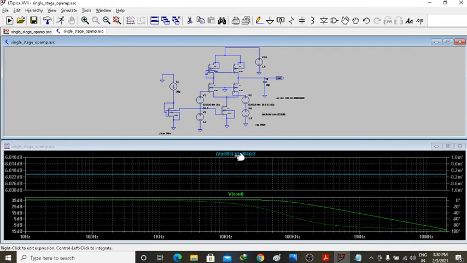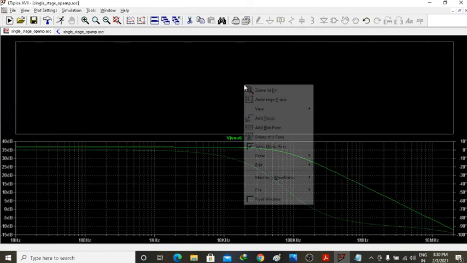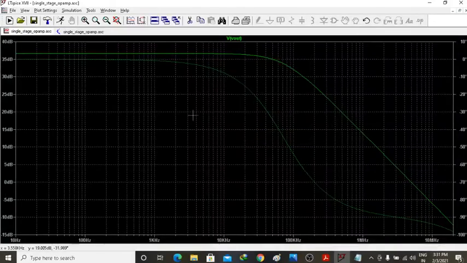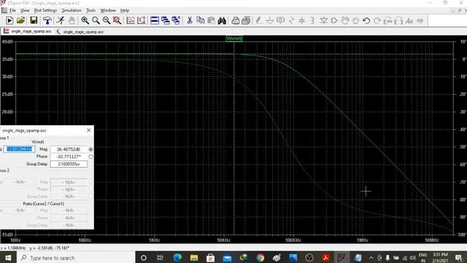Let me remove this for you. I've removed this, and also delete this plane. You can clearly see that I am getting the gain as somewhere around 36.48, so it is very close to 40. So finally our design is complete. The lower one is for the phase response, so we are least concerned about that.